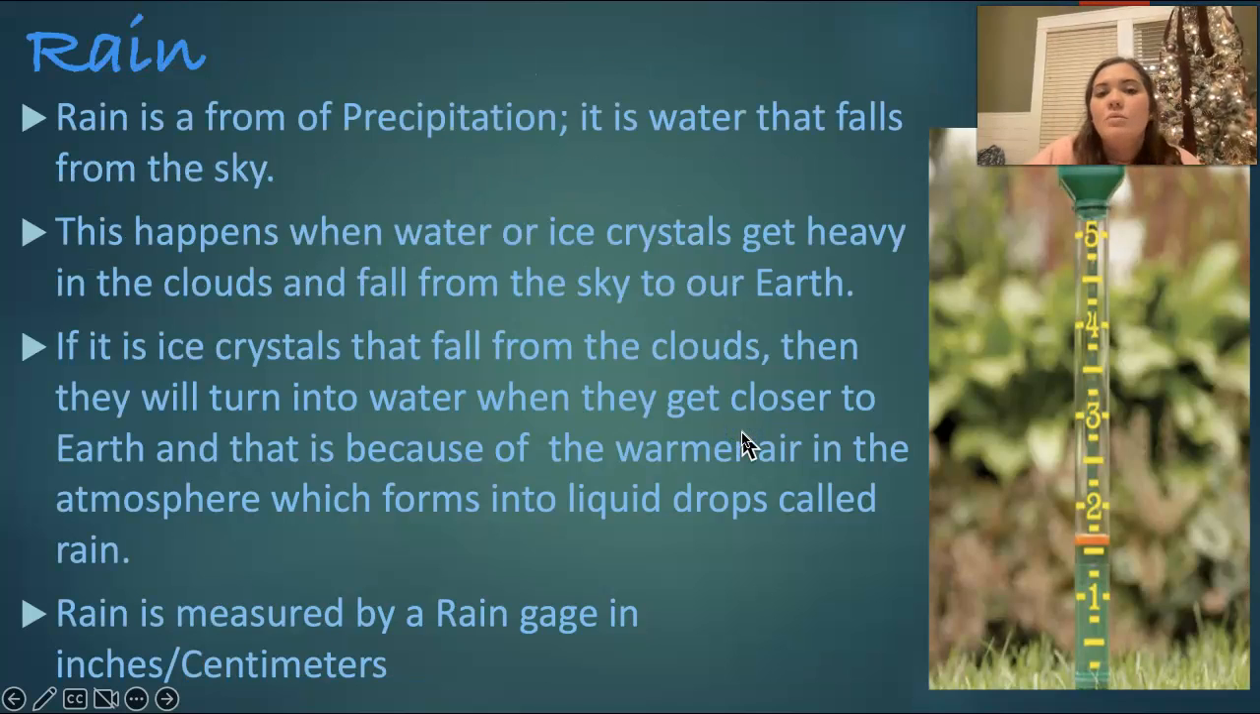Rain. Rain is a form of precipitation. It's water that falls from the sky. It's measured by a rain gauge in inches or centimeters. So over here at the side, you'll see this rain gauge. And it looks about 1.5 inches of water that it's actually caught. Now that could be something that you sit out and you check every week or you check every 2 or 3 days. But it will give you an idea of how much water we have actually had in our area.